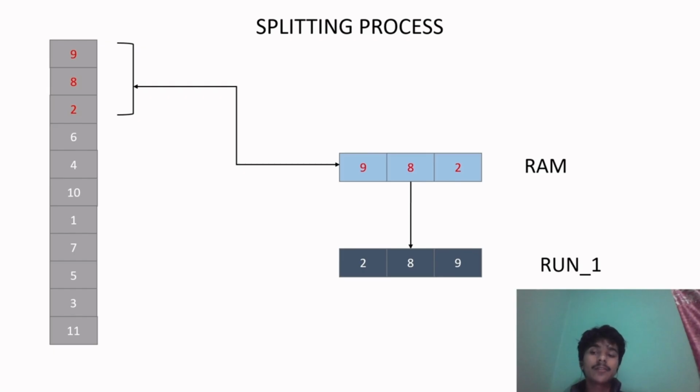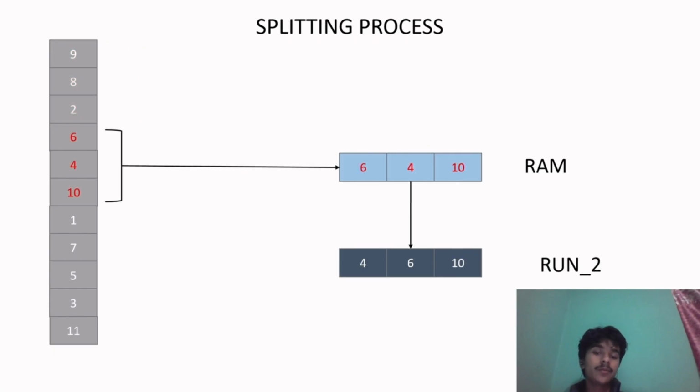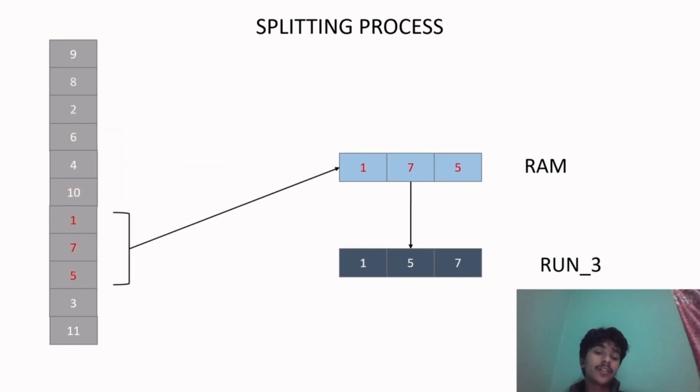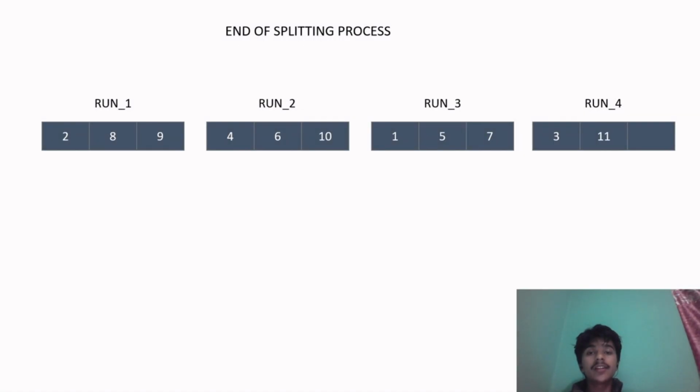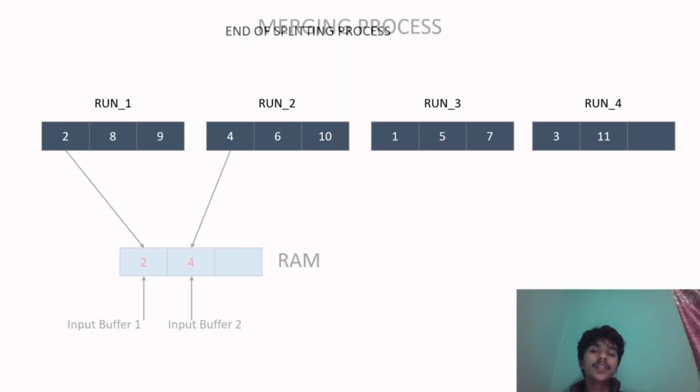And similarly, carrying this out for the other three elements 6, 4, and 10, we write them into our RAM, we sort them, and we write them back to the text in a temporary file. Let's call it run2. And similarly, for the other three elements 1, 7, 5, we write them back into a temporary file run3. And for our final elements 3 and 1, we sort them and we write them back to another temporary file run4. At the end of this splitting process, we end up with 4 runs: run1, run2, run3, and run4, which are sorted within themselves. And we begin our next step, which is the merging phase.